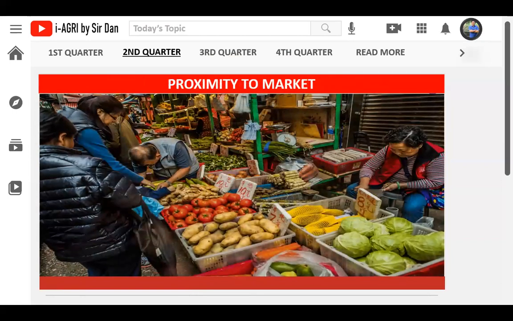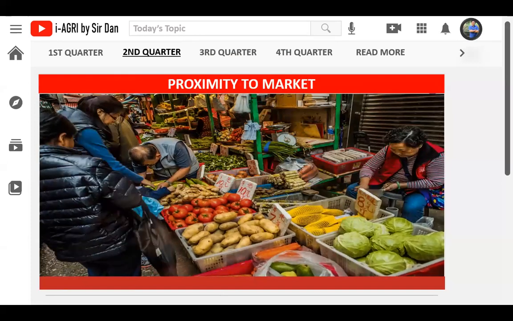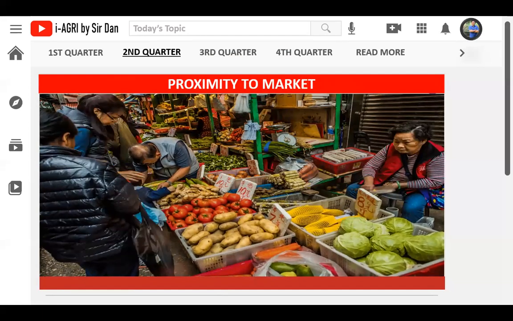Next, the proximity to market. The proximity of the farm site to the market is one of the primary considerations in selecting a site. An ideal farm site is one that is close to a good market where growers can sell their produce and ensure more profit. A market located near the farm site assures them that their products reach the market in good condition.